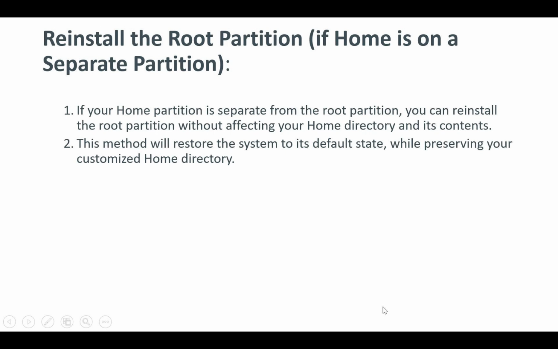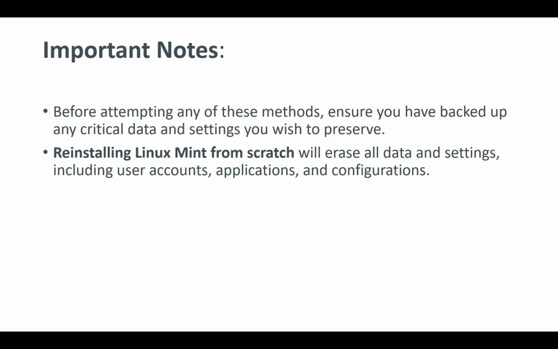If your home partition is separate from the root partition, you can reinstall the root without affecting your home directory and its content. This method will restore your system to its default state while preserving your customized home directory. Of course, you don't want to forget to back up, because you're gonna lose your data if you don't.